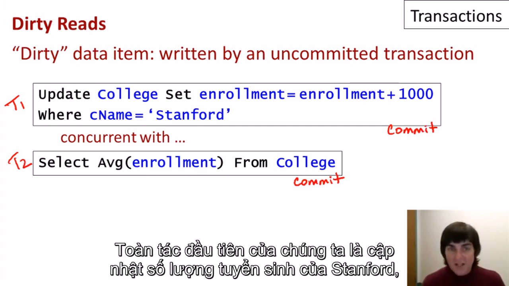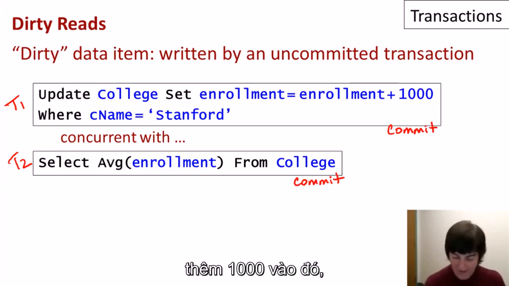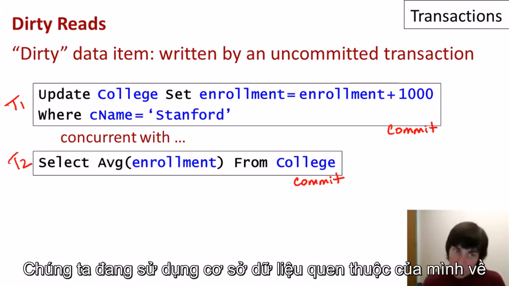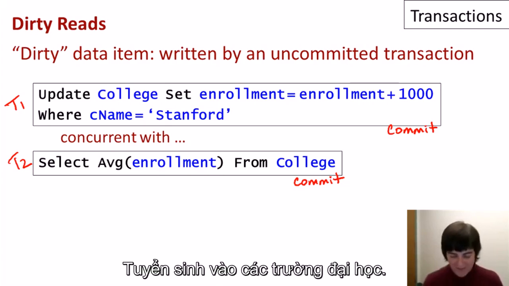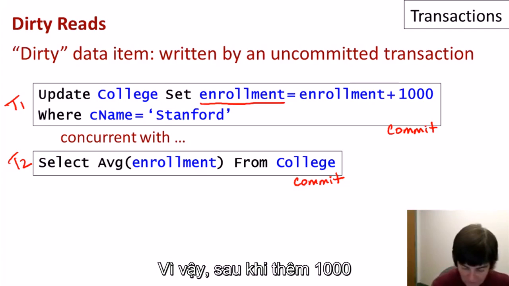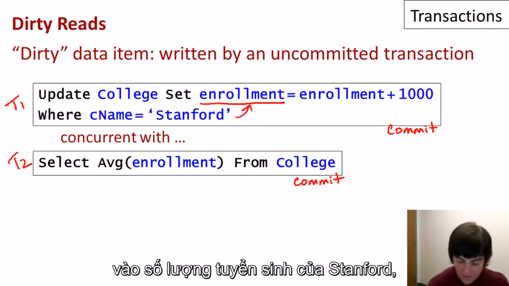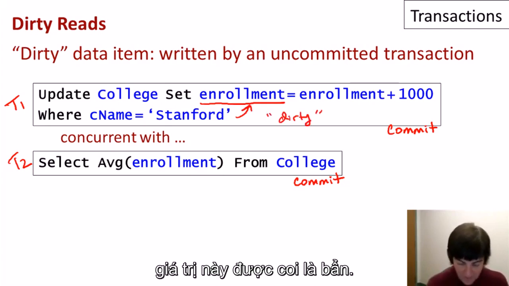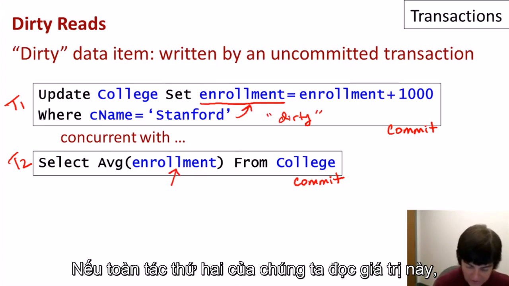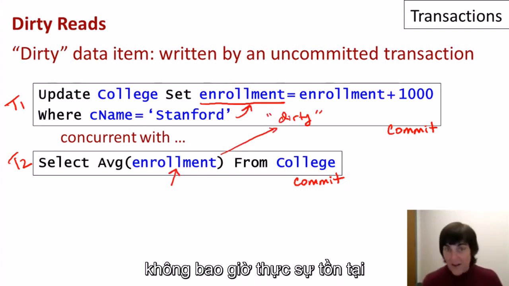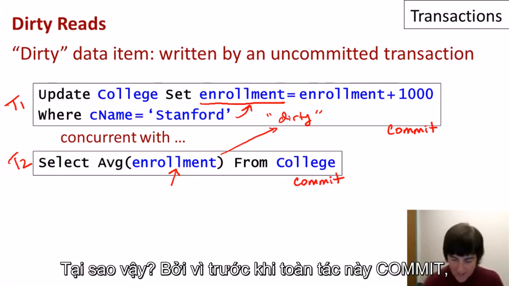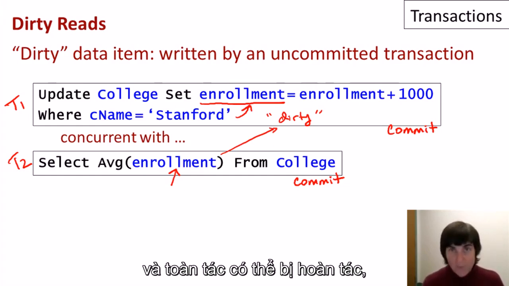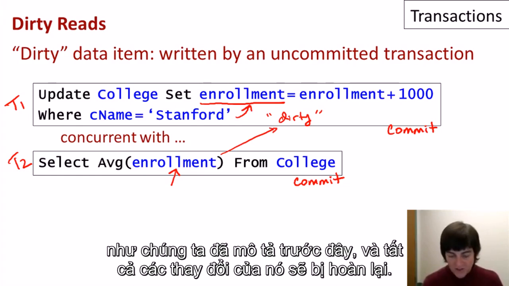Our first transaction is updating Stanford's enrollment, adding 1,000 to it. And our second transaction is reading the average enrollment in the college table. We're using our usual database of students applying to colleges. So after Stanford's enrollment has 1,000 added to it, but before the transaction commits, at that point in time, the value is what's known as dirty. If our second transaction here reads this value, then it might be reading a value that never actually exists in the database. And why is that? Because before this transaction commits, there could be a system failure, and the transaction could be rolled back, as we described before, and all of its changes undone.